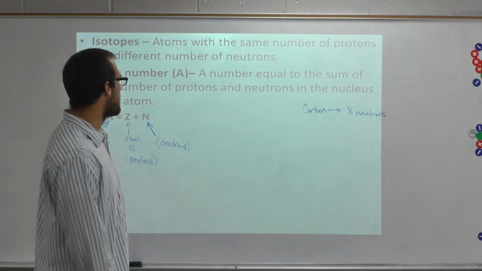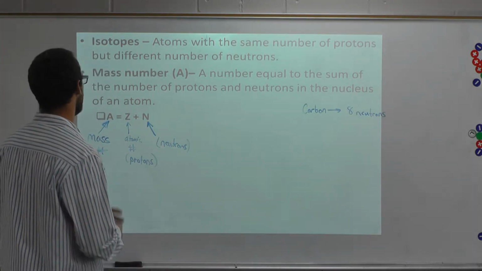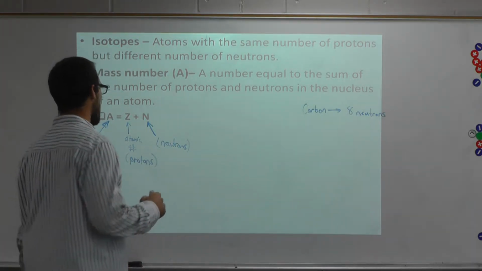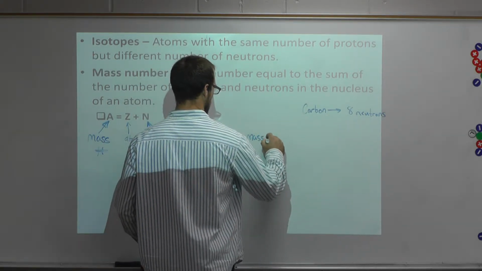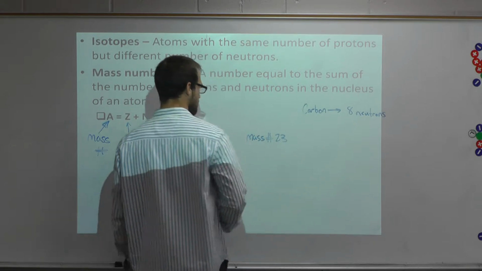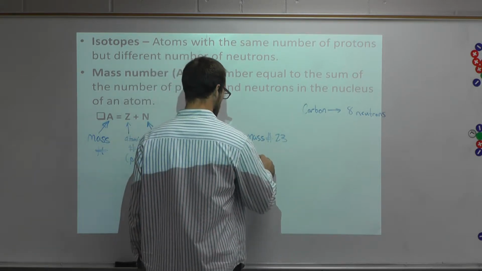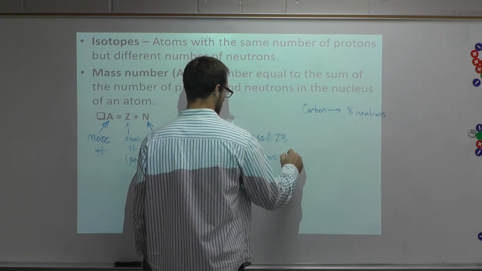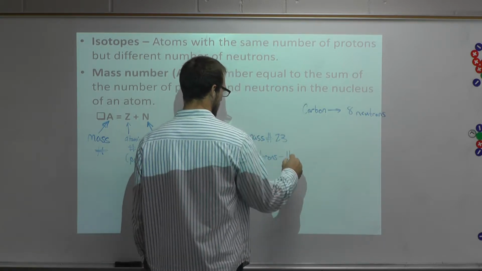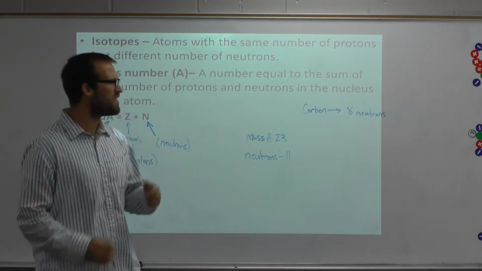Okay? What if I did this? What if I said you got a mass number of 23, and you've got 11 neutrons. What element is it?